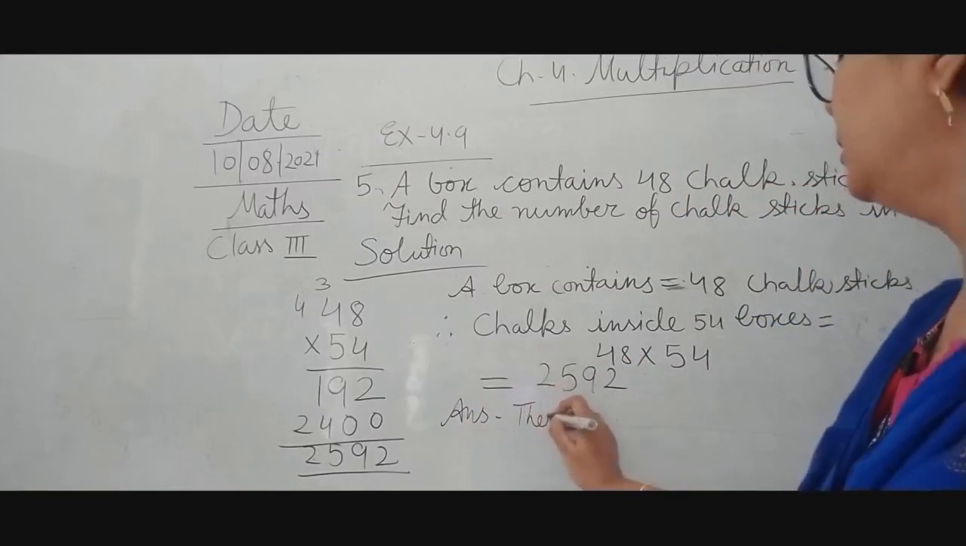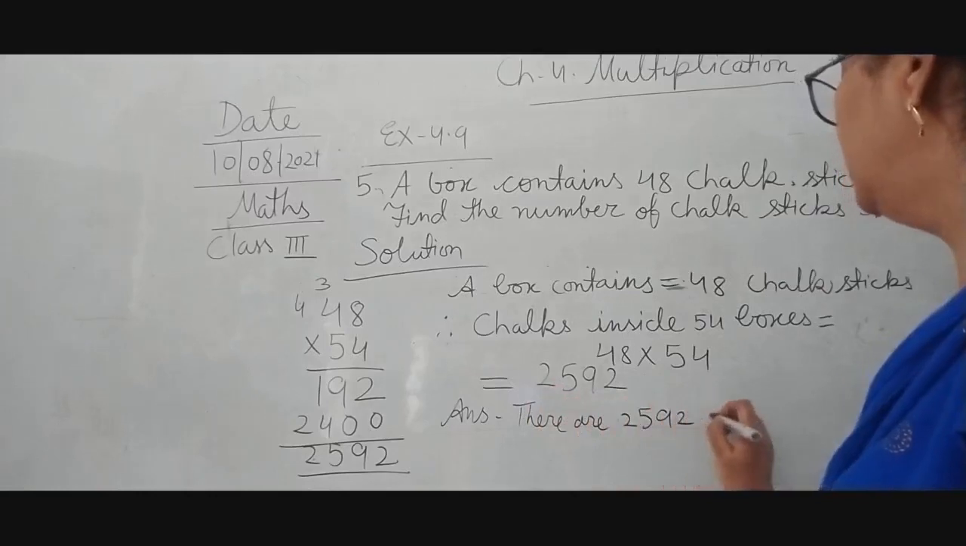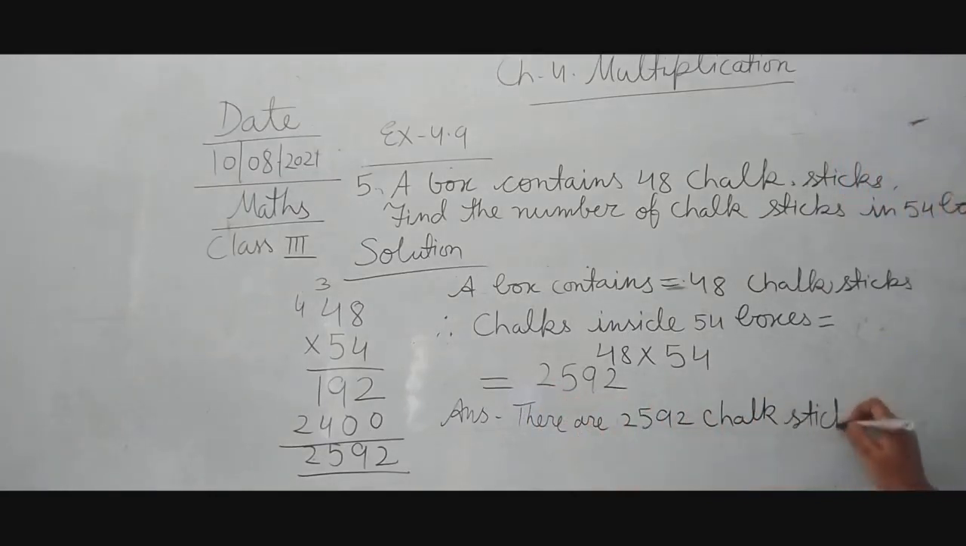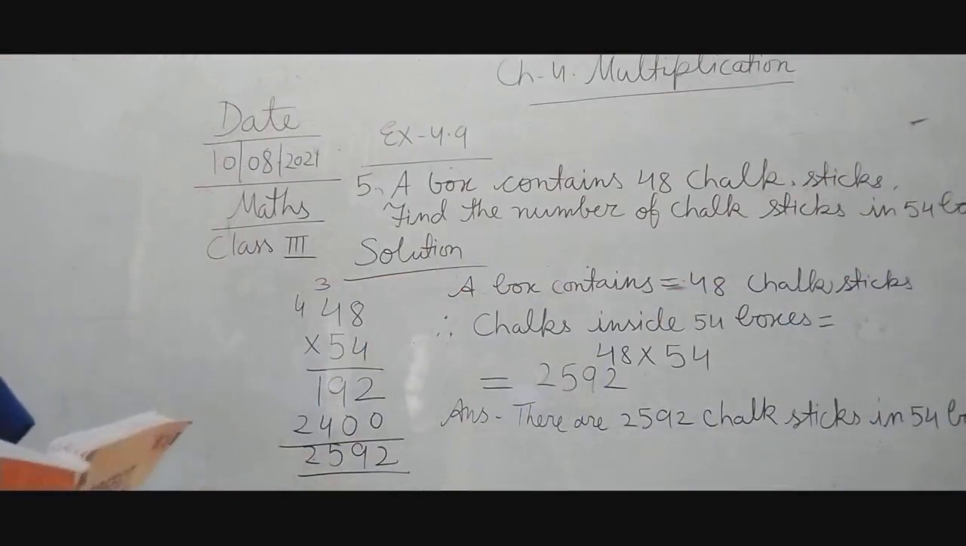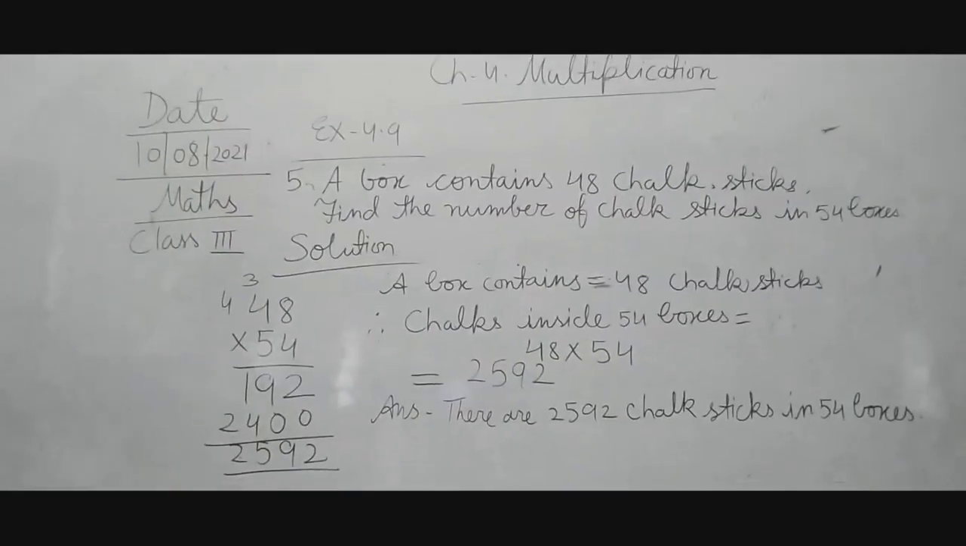There are 2592 chalk sticks in 54 boxes. Okay children, so completed. 54 boxes में आपको 2592 sticks chalk sticks मिल जाएंगी. So that is how we have completed this question. That is question number 5.